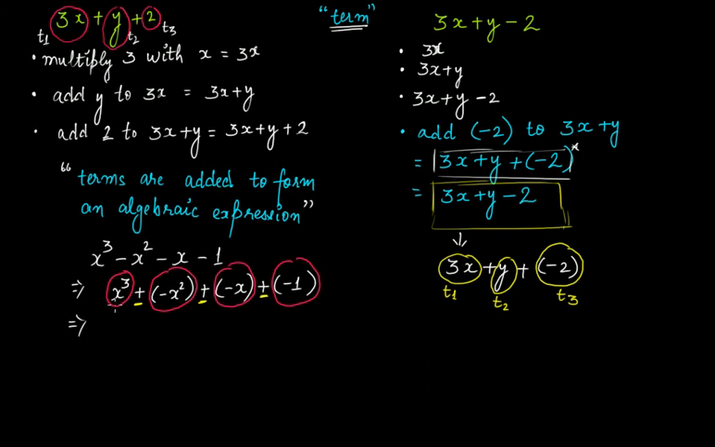What's term 1? Term 1 is x cube. What's term 2? Term 2 is minus x square. What's term 3? Term 3 is minus x. And what's term 4? Term 4 is minus 1. So it is really very important that you always think of subtraction as something having been added, some negative value having been added. We know that if outside the bracket you have plus, and inside the bracket you have minus, then the final outcome is actually minus only, right?